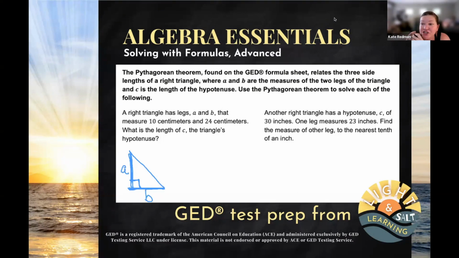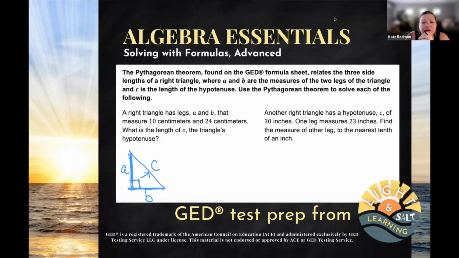And a legit question you might ask: which one's A, which one's B? Does it have to be in that order? No, it doesn't matter. The two legs are interchangeable. I could have just as easily written A on the bottom and B along the side. And C is the length of the hypotenuse. So the hypotenuse is always that longest side that's across from the right angle.